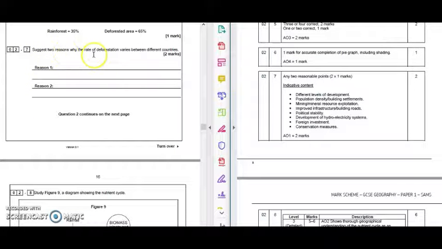2.7, suggest 2 reasons why the rate of cutting down trees, deforestation, varies between different countries. So, 2 very brief reasons here for 2 marks. First point, looking at the mark scheme, you could say that underdeveloped countries, so LICs or NEEs, can cut down the trees because they need the money, whereas in HICs, we don't really need the money, certainly from cutting down our natural resources.